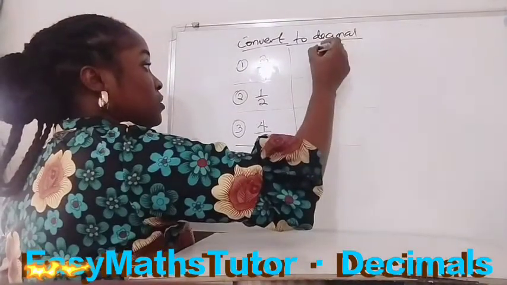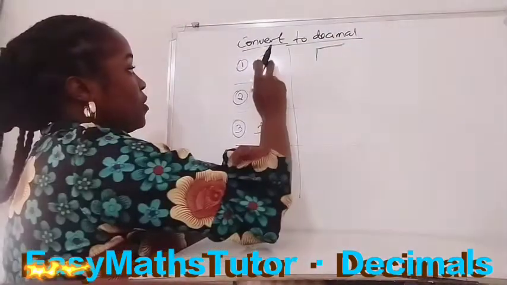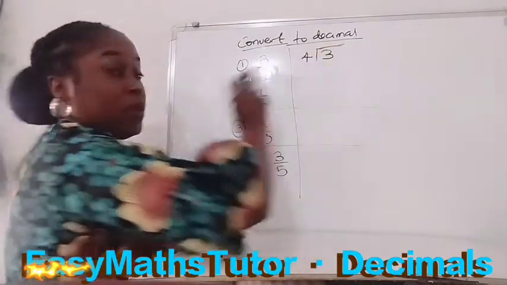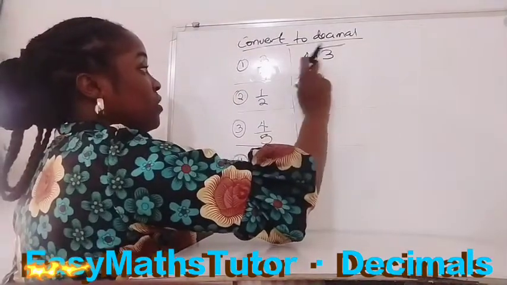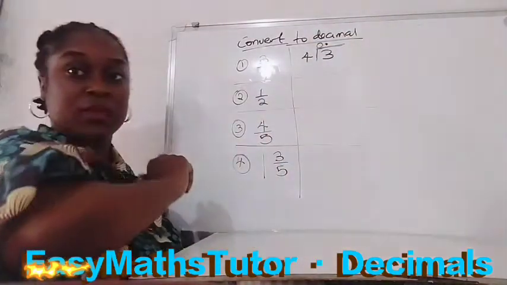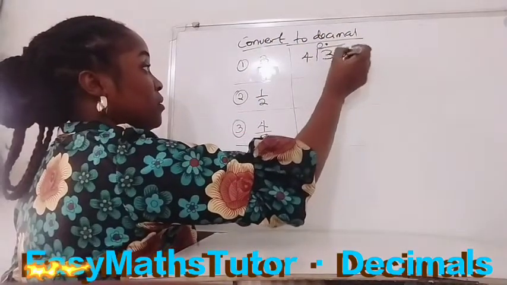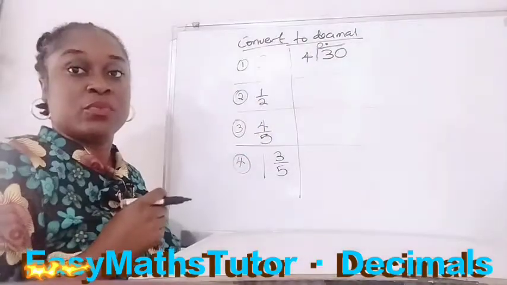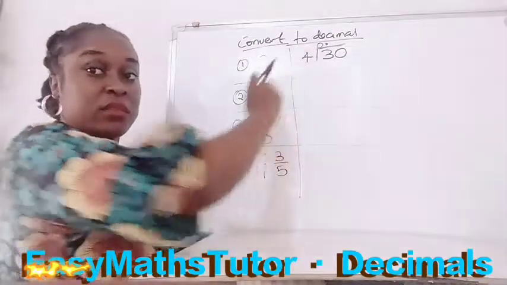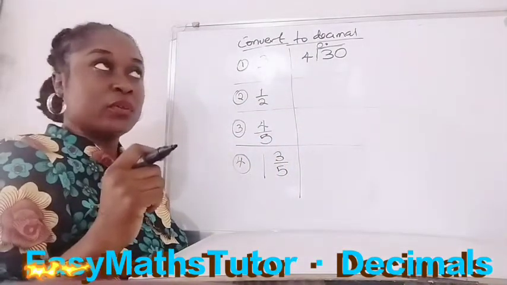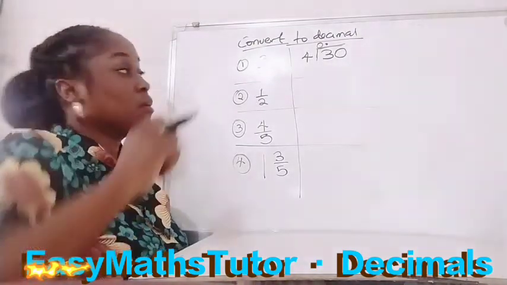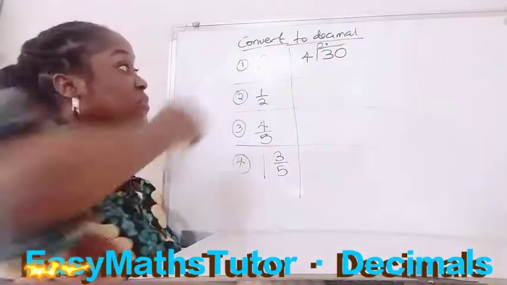So draw a long division sign. So it is 3 divided by 4. So 3 will be inside and 4 will be outside. So 4 is larger than 3. That means there will be a decimal. Now this decimal will bring about a 0, giving us 30. So 30 divided by 4. 30 divided by 4 will give us 7, because 4 times 7 is 28.